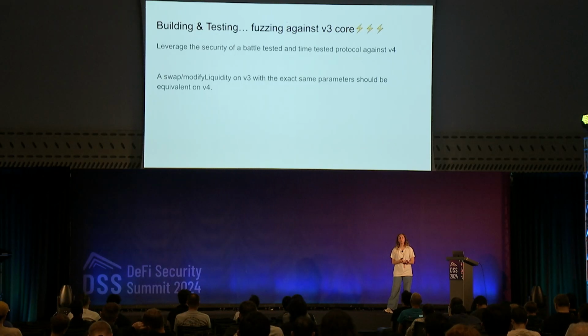The last thing I'll call out for testing is, I think, a really cool thing we did. We fuzzed certain actions against V3. I like to think about V4 as a superset of V3. We extend all the math and everything that V3 uses. So if we could fuzz that swaps and modify liquidities are equivalent to V3, that's a pretty cool benchmark.